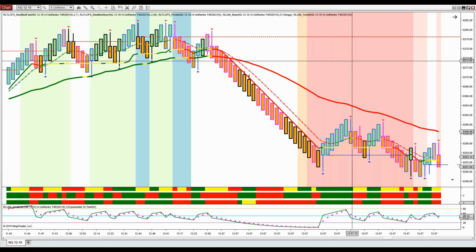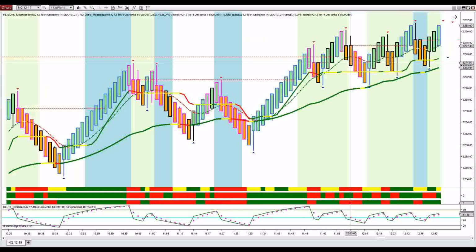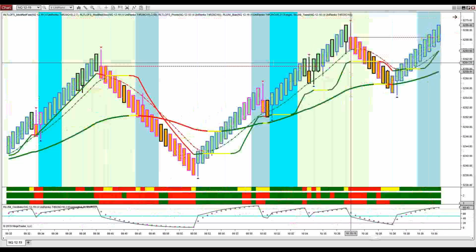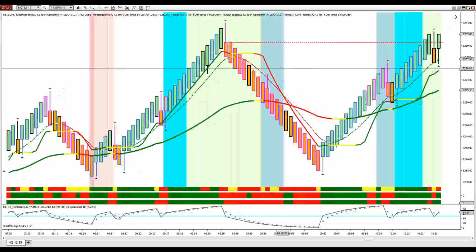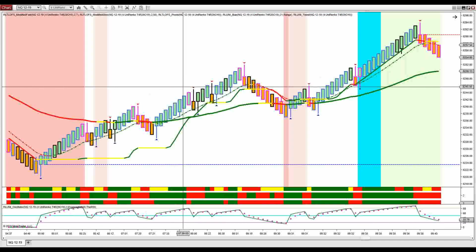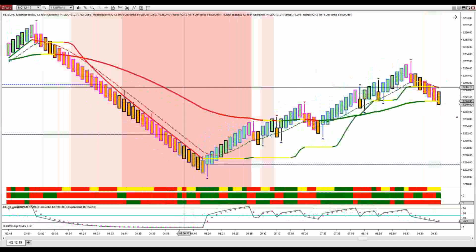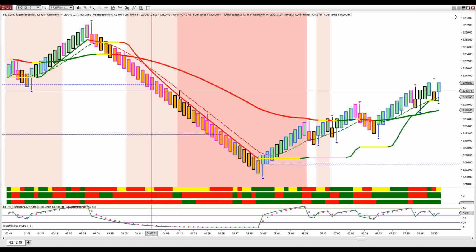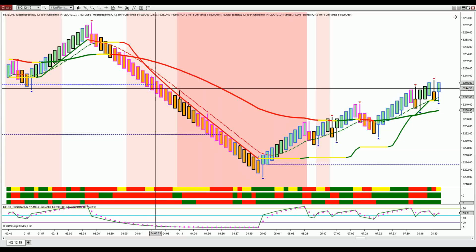The other thing that I think is unique to this system is the pivots. Now, you cannot trade into an unbroken pivot. If you do, the likelihood of getting stopped out rises dramatically.